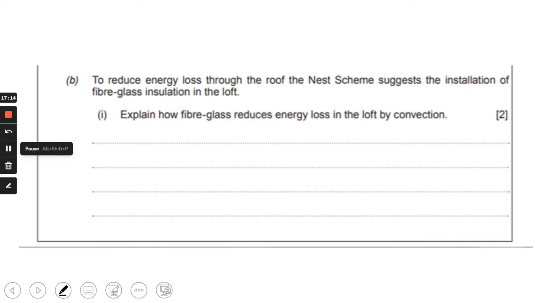Okay, for this question, we're going to start exactly the same by highlighting key bits of information. So to reduce energy loss through the roof, so we're now talking about the roof, the Nest scheme suggests the installation of fibreglass. Explain how, so explaining, fibreglass reduces energy loss in the loft by convection. So now we know we're talking about fibreglass and how it reduces energy loss by convection, so we're not talking about conduction. So remember to read the question fully.